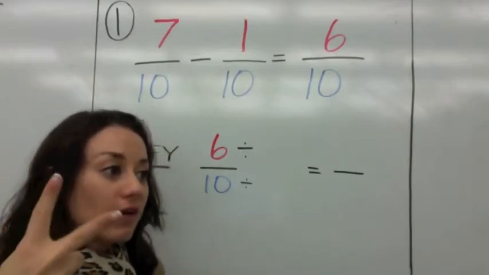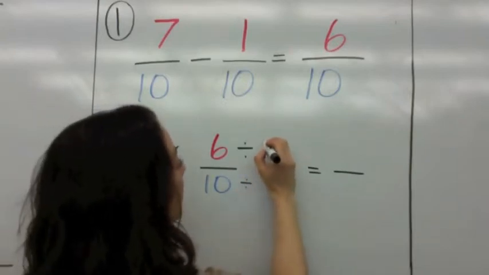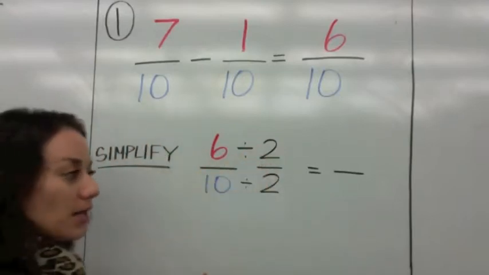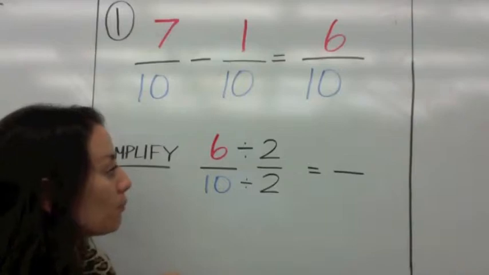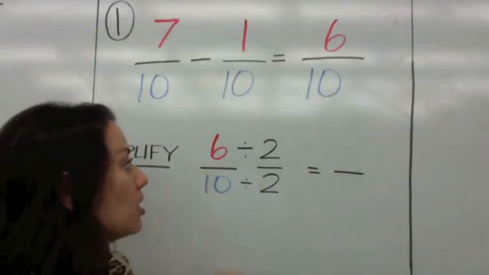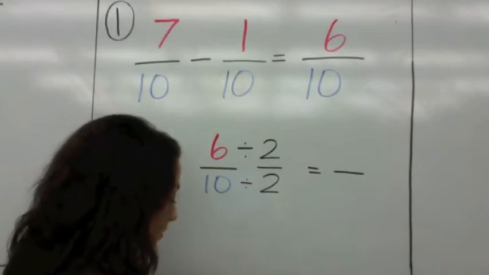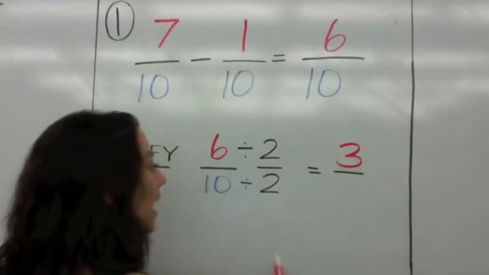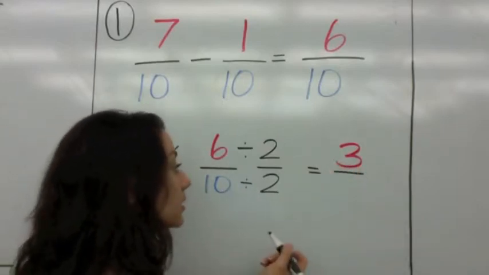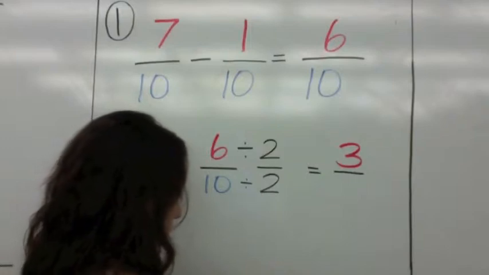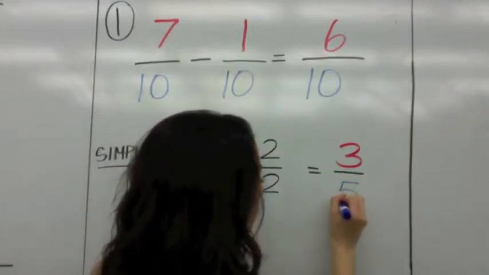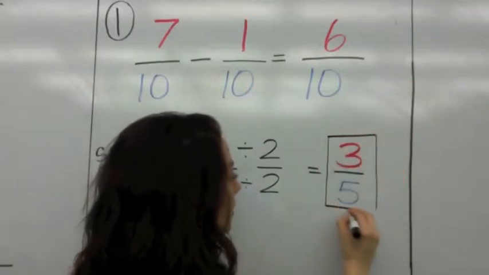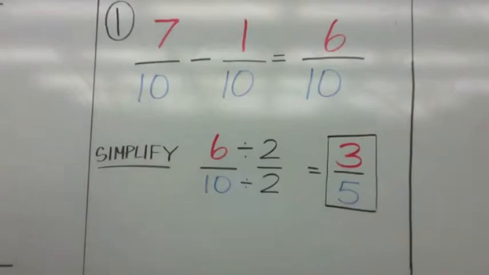So when they're even numbers, you can divide by 2. Very simple. If I divide the top by 2 and the bottom by 2, I'm really dividing by 1, so I'm not changing the fraction at all. It's just going to look smaller. So 6 divided by 2, 2, 4, 6, it's 3. And 10 divided by 2 is 5. So the simplified fraction is 3/5. Okay, go ahead and get that down.